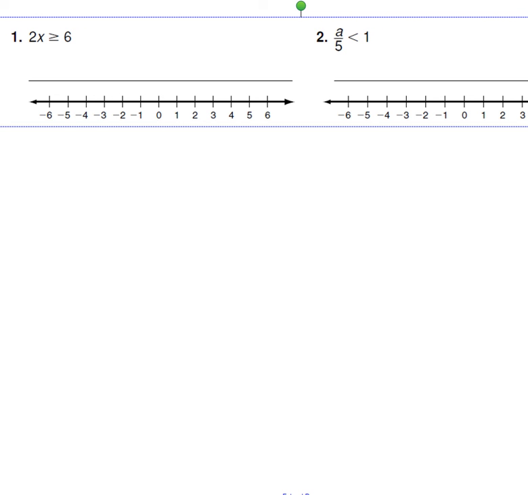So if we have 2x greater than 6, how would we get x by itself? We divide it by 2.